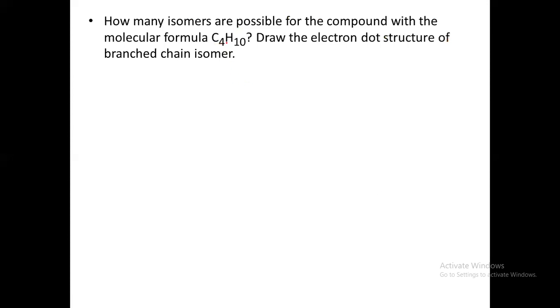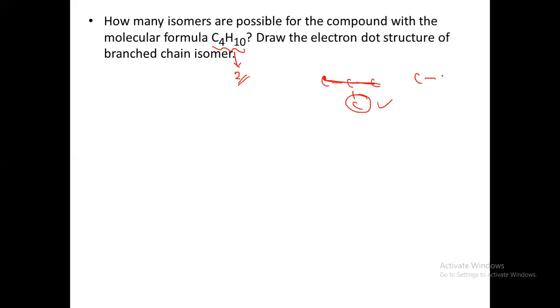They can ask how many isomers are possible. If you remember C4H10, you can write it's 2. Now, draw the electron dot structure of the branched chain isomer. I hope you know the concept of a branch. A main chain means the continuous carbon chain. Suppose I start drawing a line from this end, without lifting my pen, how many carbons can I cover? If I go like this, I cannot cover this one, so this is a branch.